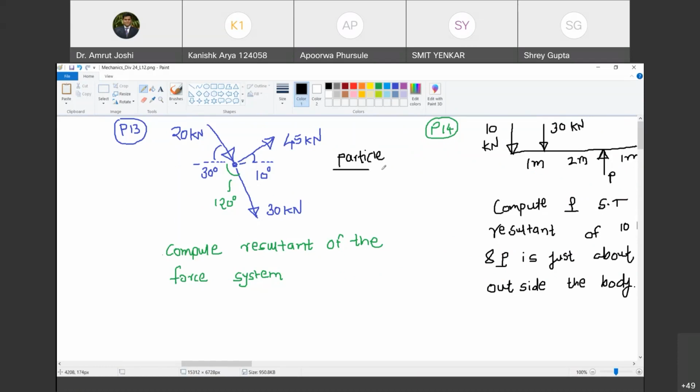When can you idealize a body as a particle? There are certain conditions that need to be satisfied in order to consider a body as a particle, or in order to disregard the shape and size of the body. When you consider a body as a particle, you are disregarding its shape and size. Do you agree with me? Yes, sir. So if we have to do that, there are certain conditions that need to be satisfied when it comes to statics, and there are another set of conditions to be satisfied when it comes to dynamics.